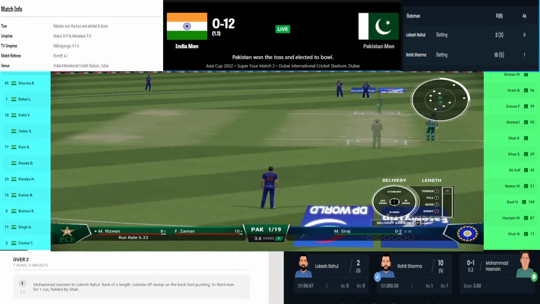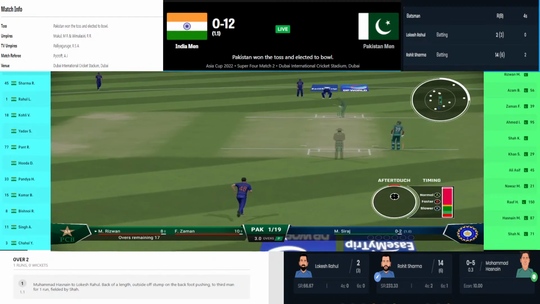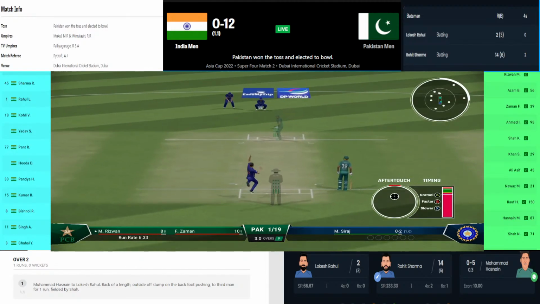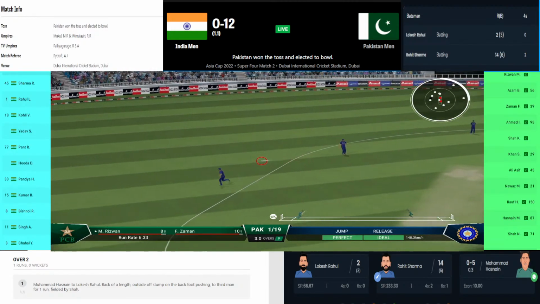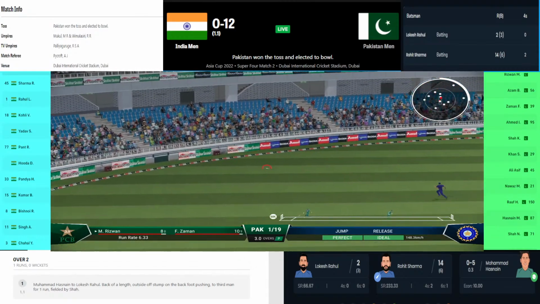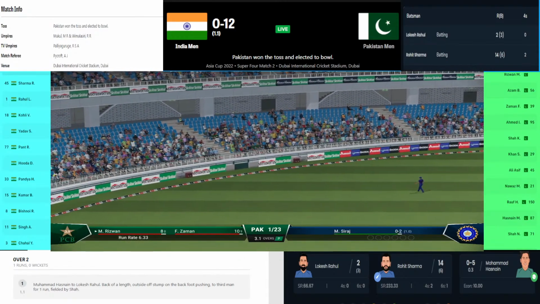Now, second delivery of the second over, Rohit Sharma against Hasnain. What a delivery! What a swing! What a swing that was on that delivery. They are appealing for it. Muhammad Rizwan is appealing. He was jumping in the air, but I'm not sure whether it took the edge or not. I don't think so.